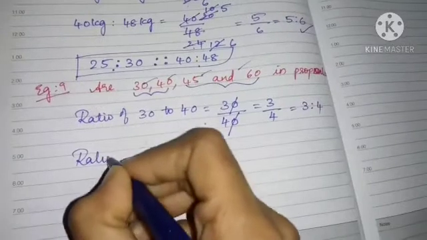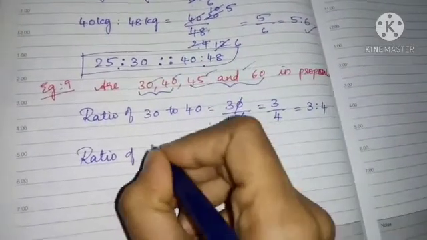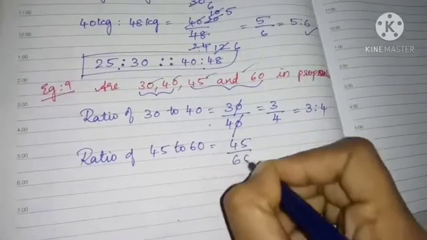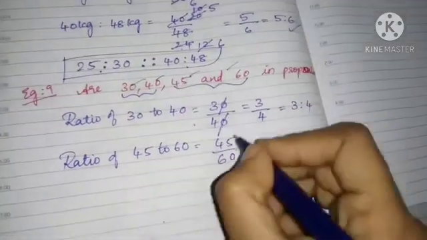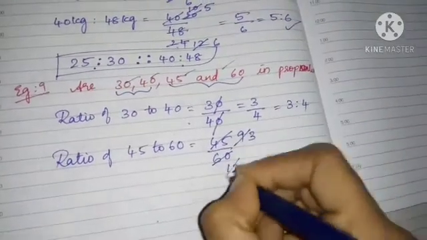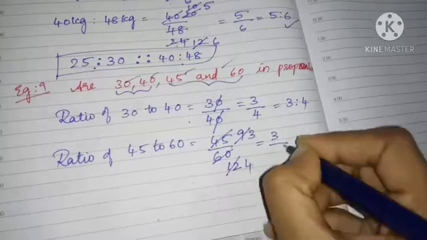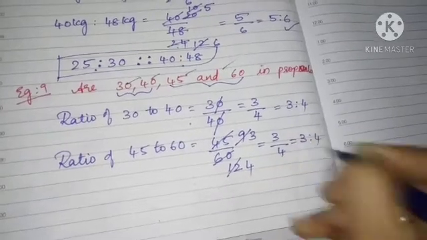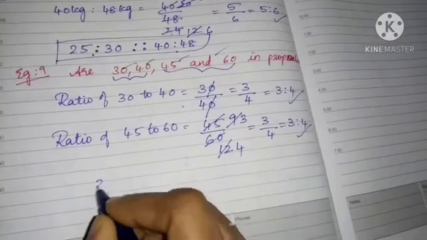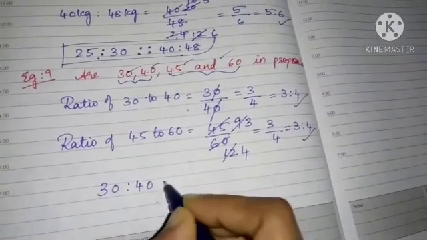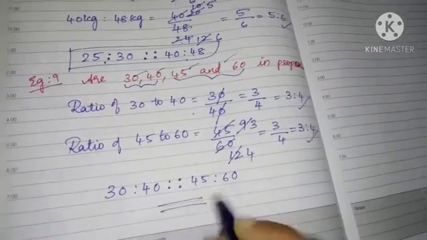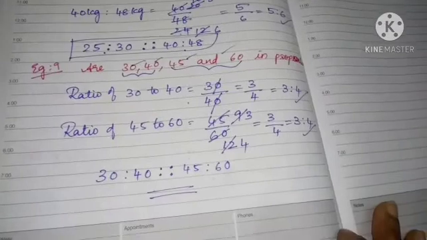Then I am going to find the ratio of the next two, 45 to 60, which is nothing but 45 divided by 60. In the fifth table, 9s are 45, 12s are 60, then 3 3s are 9, 3 4s are 12. So you are getting 3 by 4, which is nothing but 3:4. So both the ratios are equal. So we can say that 30:40 is proportion to 45:60. So we got that they are in proportion.